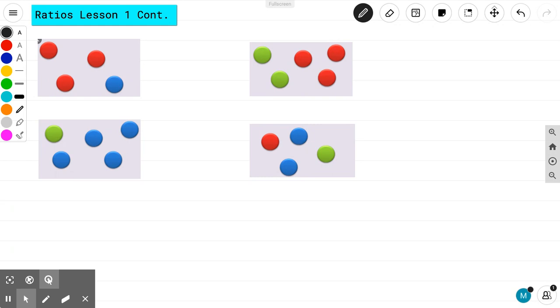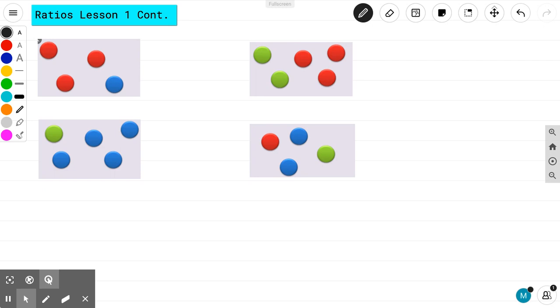So we're going to continue to discuss ratios, and as stated, ratios compare quantities. Here we have 4 pictures of dots in different colors: red, green, and blue. Your job is going to be to tell me the part-to-part ratios and the part-to-whole ratio.